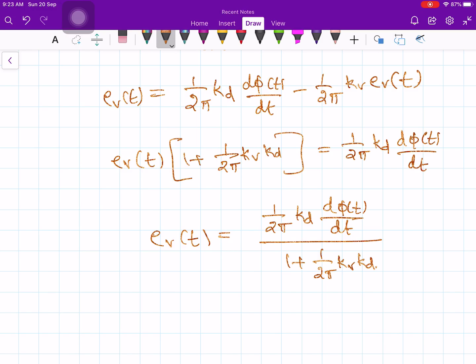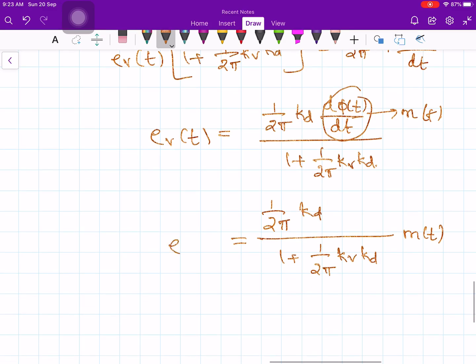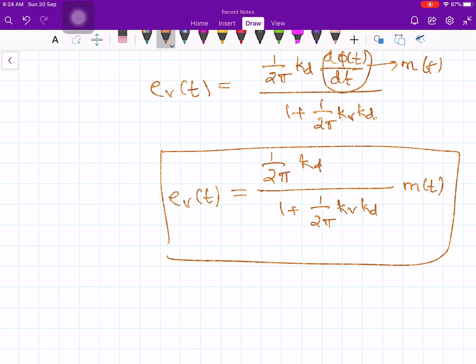Okay, now what is dφ by dt? dφ by dt is the instantaneous frequency deviation of the input FM signal, which is going to be proportional to the message signal itself. Therefore, this is going to be M of t. So, 1 by 2π k suffix d whole divided by 1 plus 1 by 2π kV kd times M of t. So this is the output EV of t. Therefore, the demodulation is done. The output is proportional to M of t. This is my output. Output of what? Discriminator. Right? So discriminator output, which is nothing but your message signal, demodulated signal.